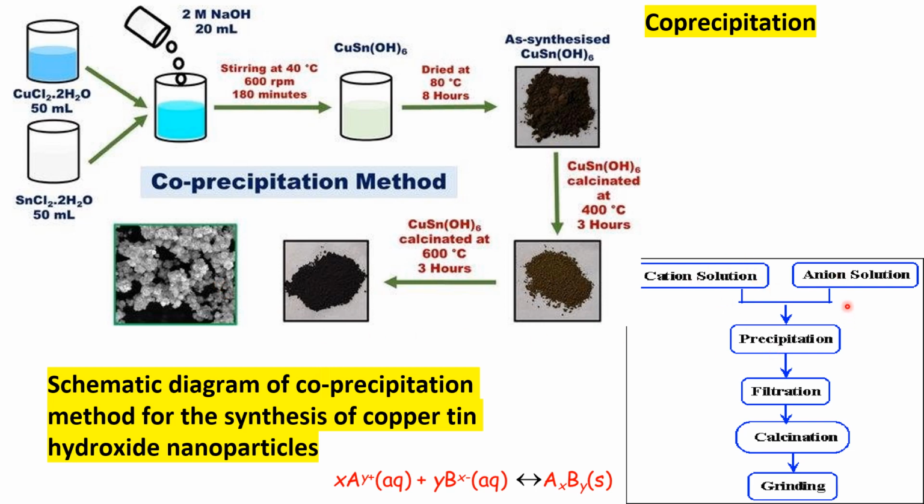And this is just the block diagram. We have the cation solution and anion solution, and we have the precipitation here, and we have to filter it, and then we have the as-prepared powders, and this powder can be calcined to complete the reaction and to remove the other unwanted organics. And finally, after grinding, we have the very fine powders or nano powders made by the co-precipitation method.